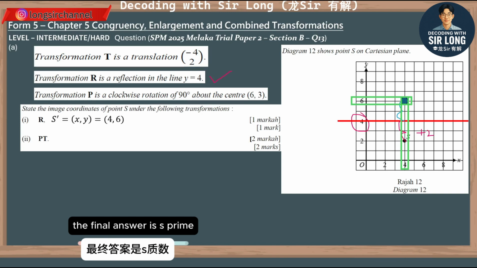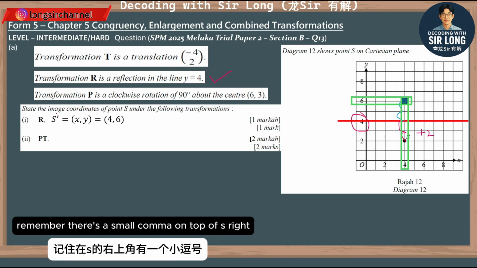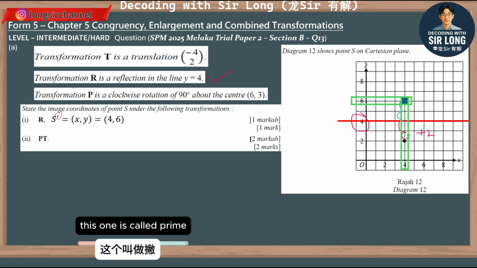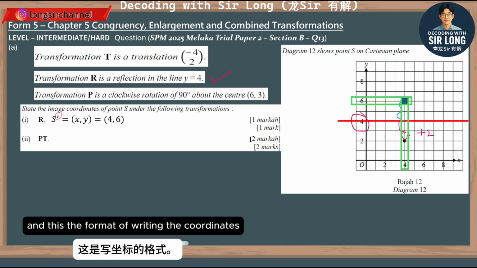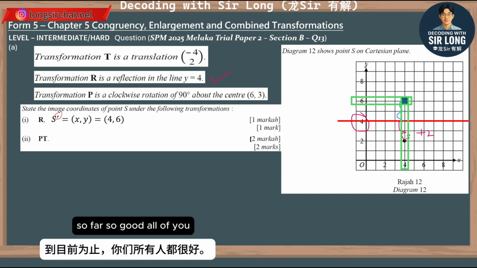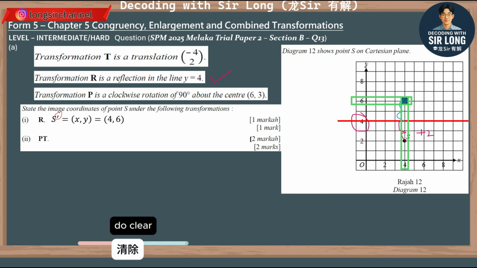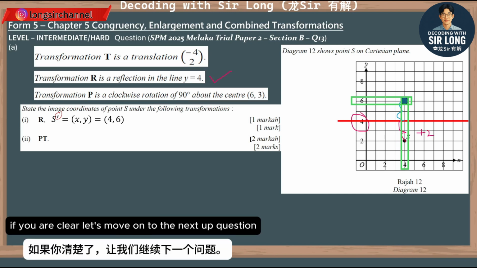The final answer is S prime. Remember, there's a small mark on top of S, right? This one is called prime. And S prime is equal to open bracket 4, 6 closing bracket. And this is the format of writing the coordinates. So far so good, all of you? Is it clear? If you are clear, let's move on to the next sub-question.